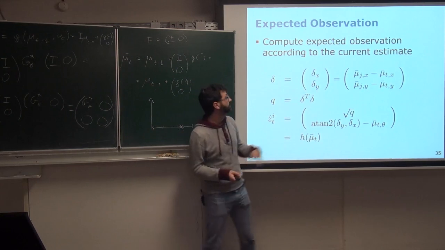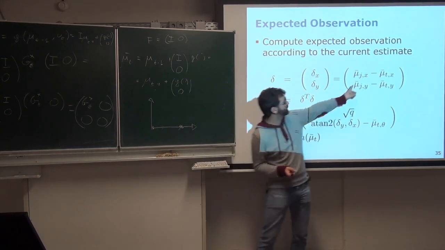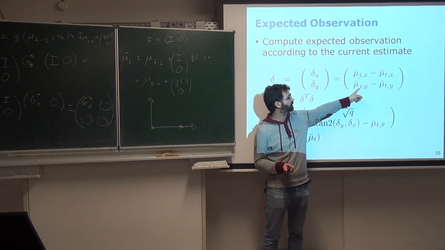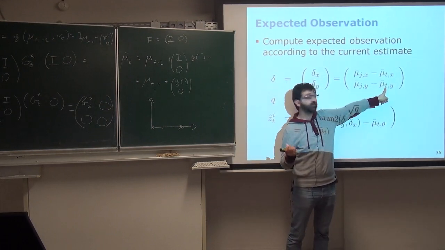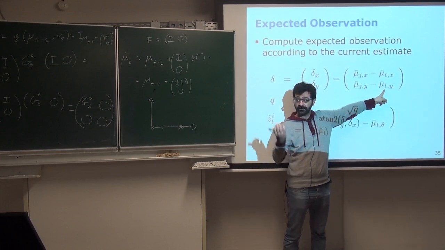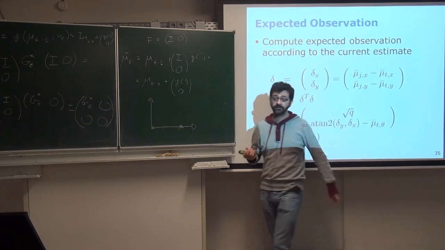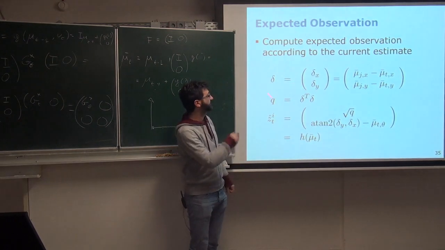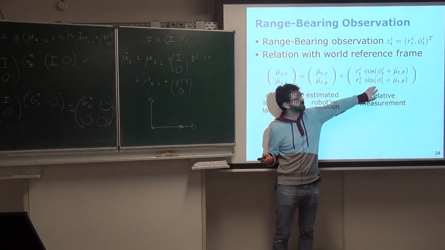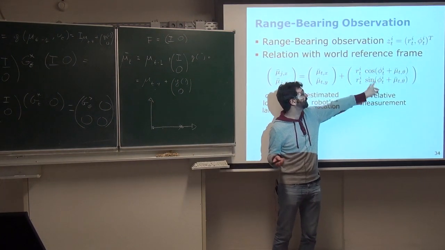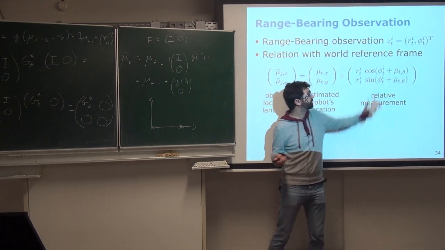So we first take the difference between the landmarks x and y, this is the part which is in the predicted state, and the robot pose x and y. Again, it's the part which is in our predicted state. And this will give us this delta here, and as we have seen before, this delta will be just this part here. We get this, and we know that there is a range, and there is cosine and sine.